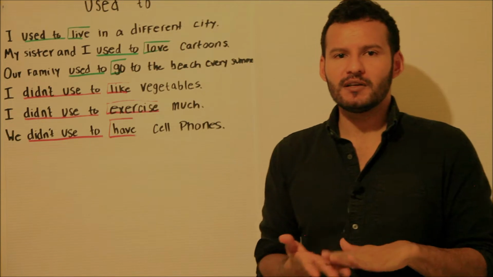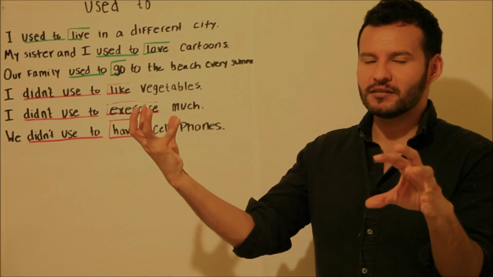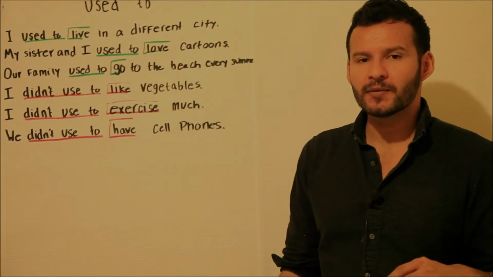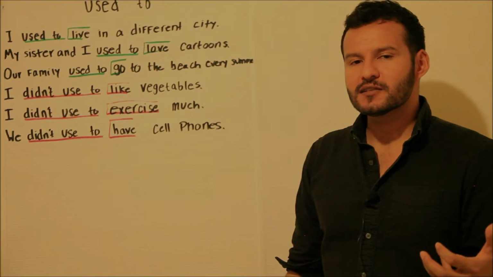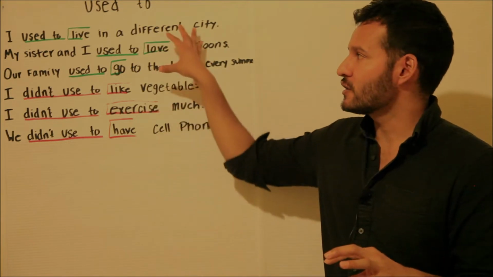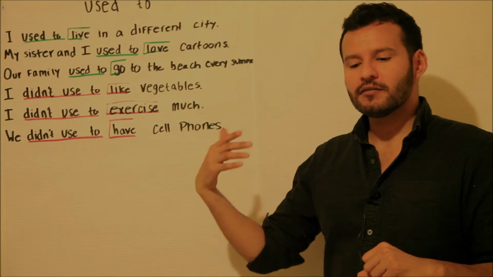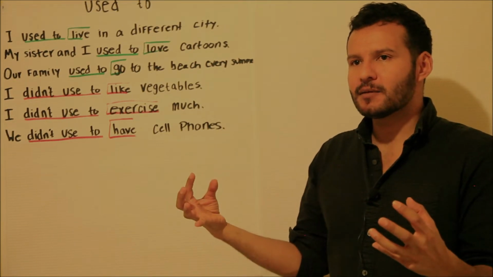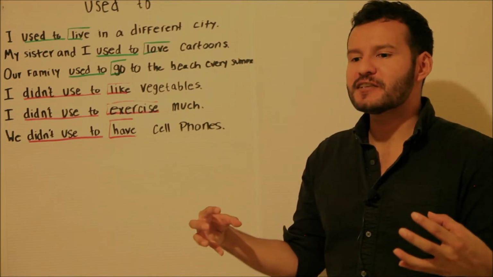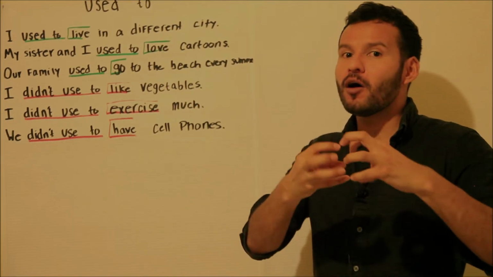So as you can see from these three examples, number one, the structure is always "used to" plus a verb in infinitive form. Used to live, used to love, and used to go. Additionally, the three sentences are talking about situations in the past. So in these particular examples, situations from when I was a child. And finally, like I said at the beginning of the video, this particular expression is used to emphasize that something has changed, that something was true in the past, but it is the opposite now.